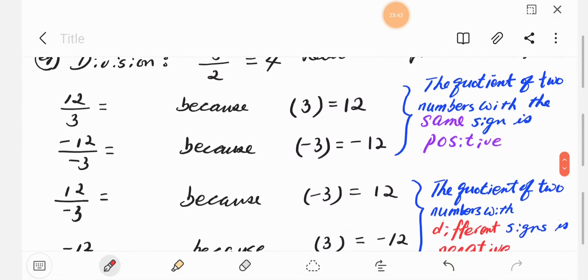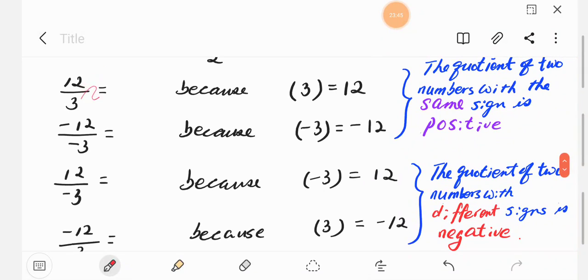So let's try some examples here. So 12 divided by 3 is, isn't it 4, right? 4. So what should be this one? In order to make 12, you must have 4, right? So 4 times 3 is 12. So 4 times 3 is equal to 12.